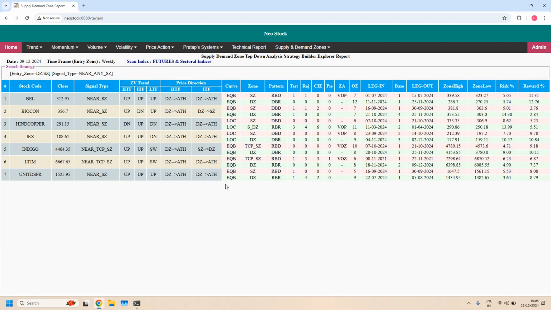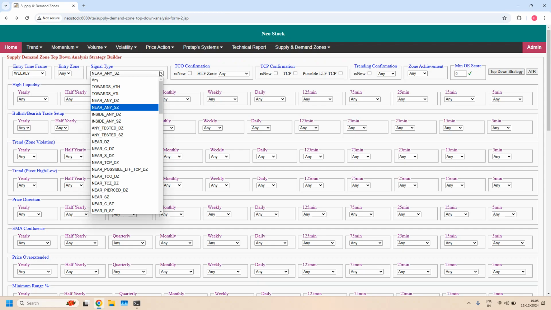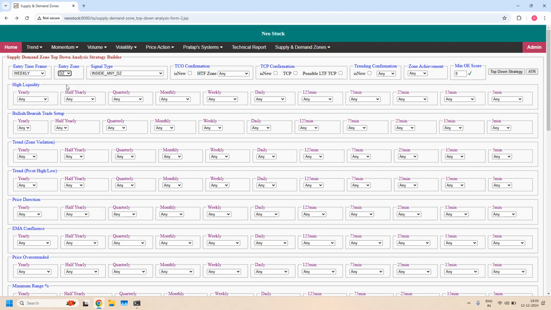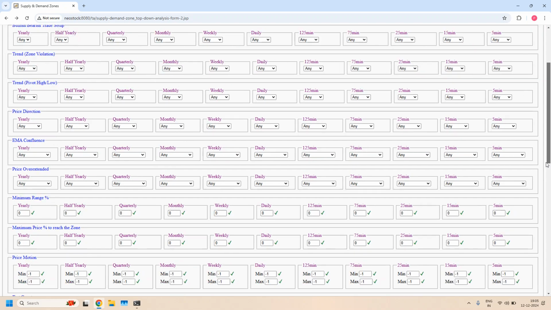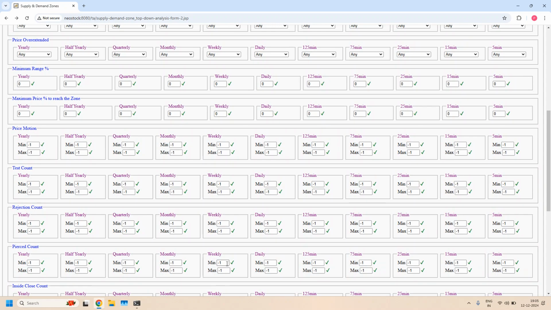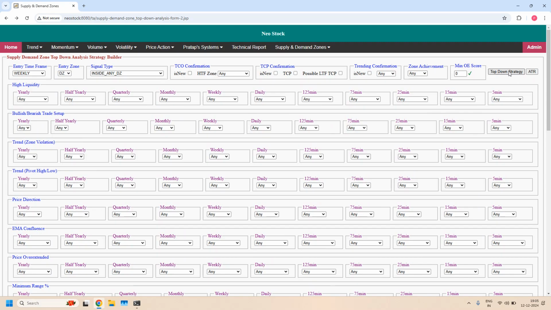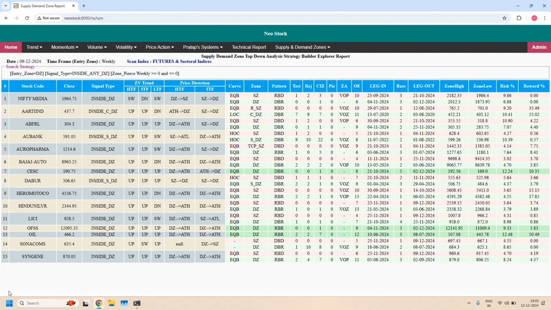Next weekly time frame, price closed inside weekly demand zone. These weekly demand zones should not be pierced. So in the pierced count at weekly time frame, I am setting minimum value 0, maximum value 0. That means weekly demand zone is not pierced. We got 15 stocks. Currently price closed in these 15 weekly demand zones.